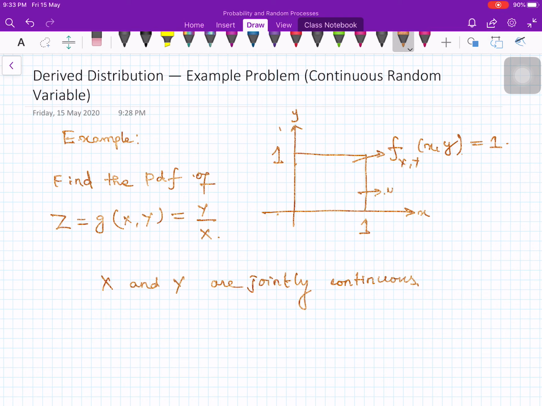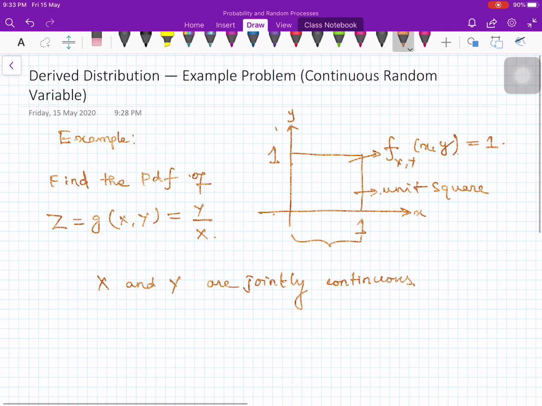They are uniform on the unit square. This is a unit square. So they are a uniform random variable on the unit square. In particular, each one of the random variables is uniform on the unit interval. When I say unit interval, the length is 1. And the two random variables are independent. Another assumption is independence. X and y are independent.